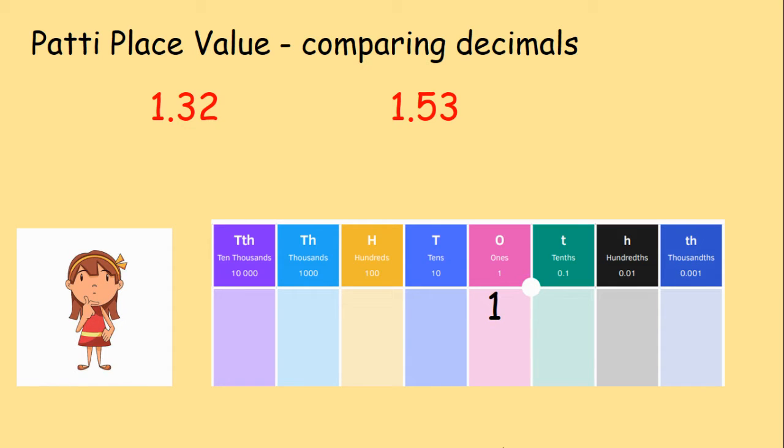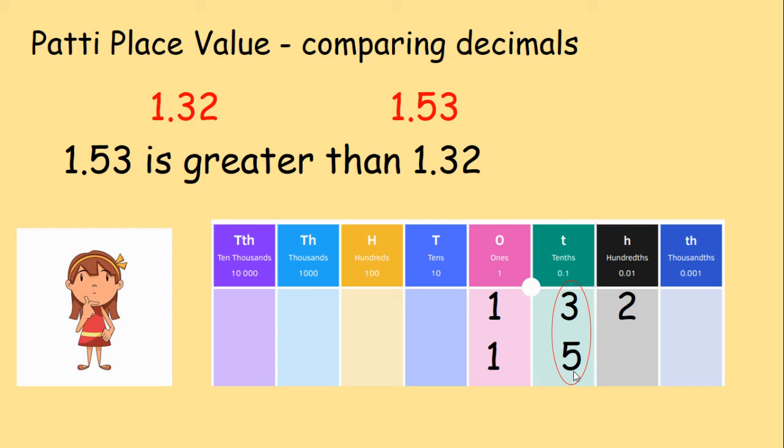I'm going to begin in my ones column. Both numbers have the same amount of ones. I can see there is one 1 in each column. So I'm going to move over and check my tenths. I can see that there are 3 tenths in the first number and 5 tenths in the second number. 5 tenths is greater than 3 tenths, so I know that the number with 5 tenths will be greater, and I don't need to check the hundredths. Therefore, 1.53 is greater than 1.32.